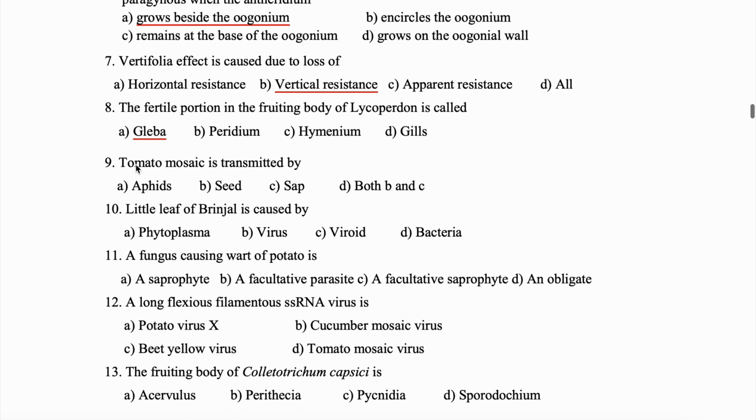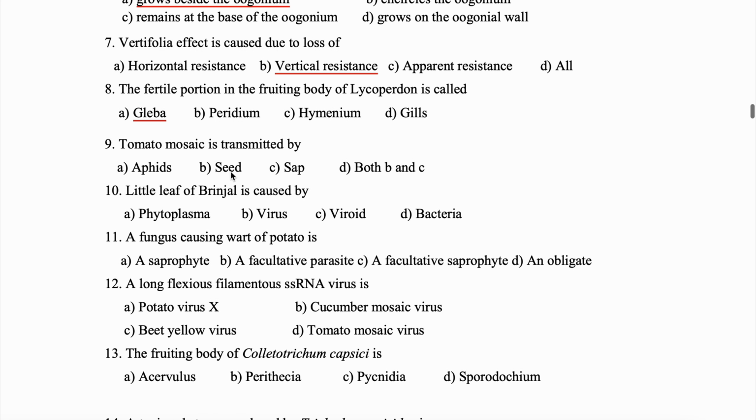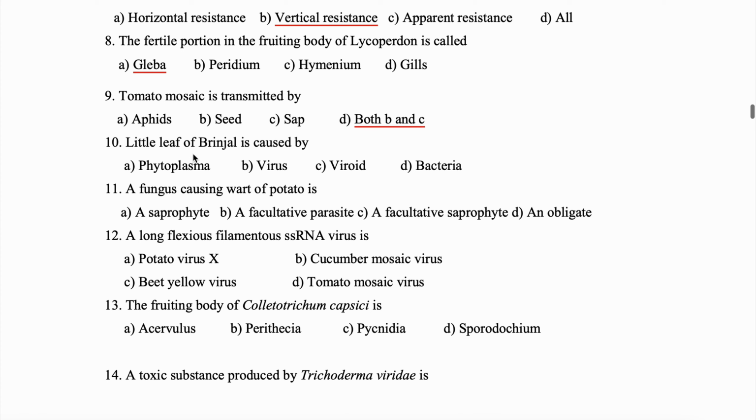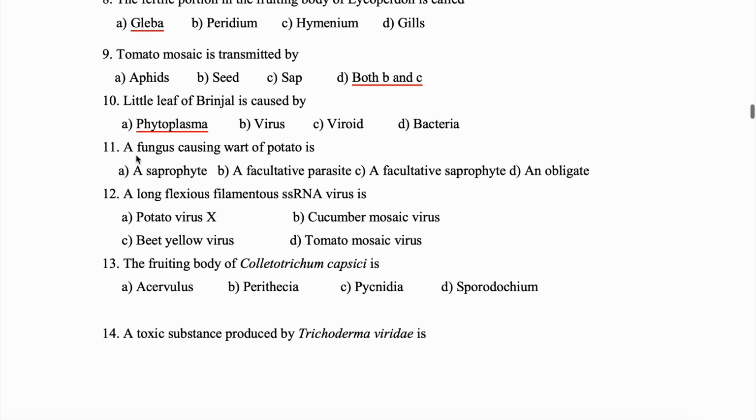Question 9. Tomato mosaic is transmitted by both seed and sap. So the answer will be option D. Next, little leaf of brinjal is caused by phytoplasma.